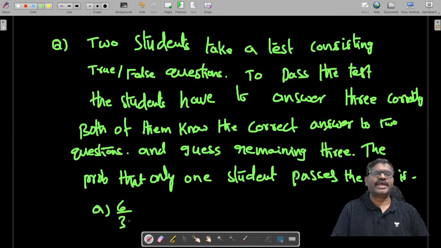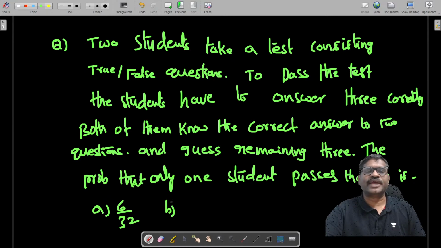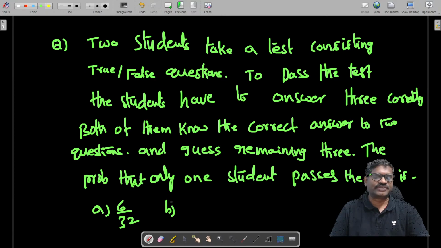Two students take a test consisting of true or false questions. To pass the test, students have to answer 3 correctly. Both of them know the correct answer to 2 questions and guess the remaining 3. What is the probability that only one student passes the test?